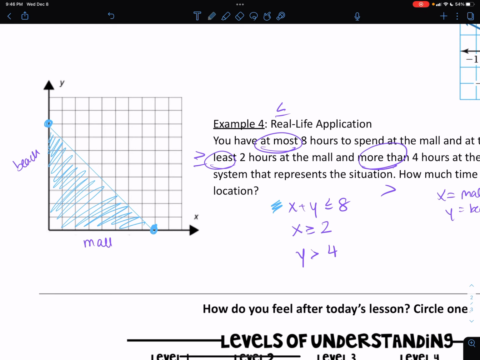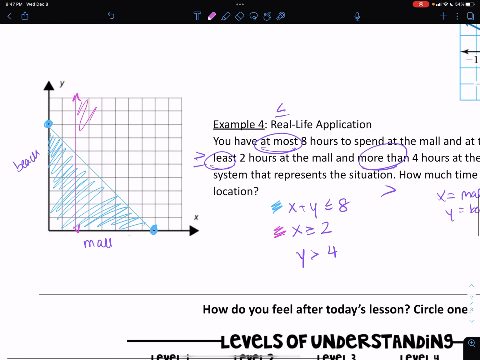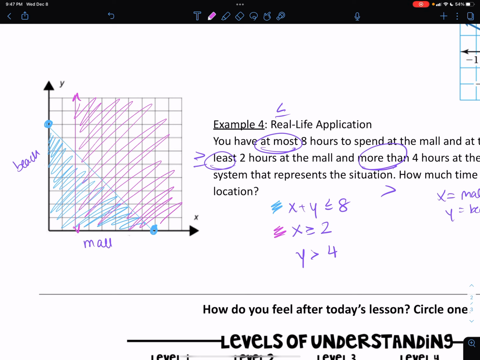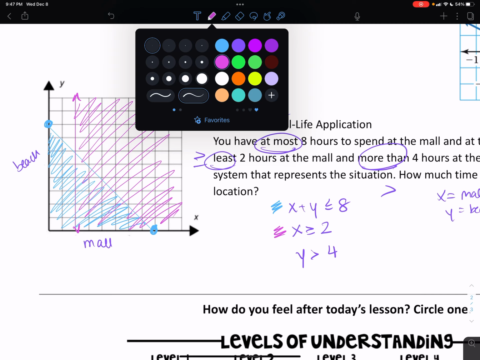All right, and then next I'll do this one in this magenta-ish color. x is greater than or equal to 2. That means it's going to be a solid line, like here, at 2. So everything is going to be on the right side of this. I know it can get a little messy here, but that's totally fine.